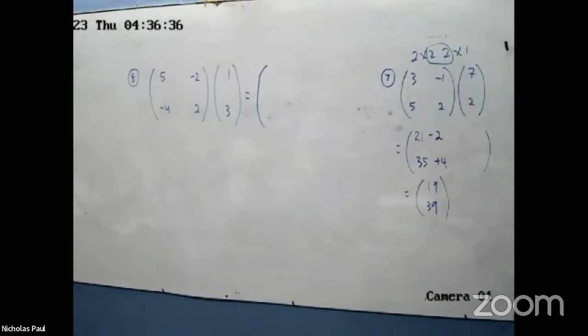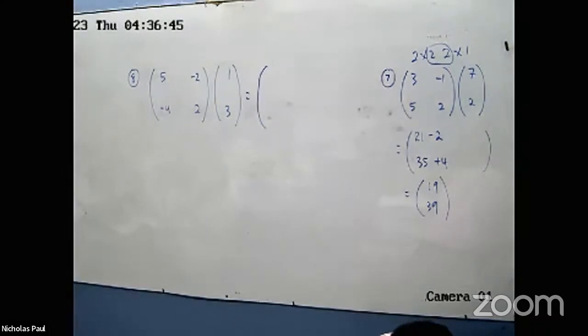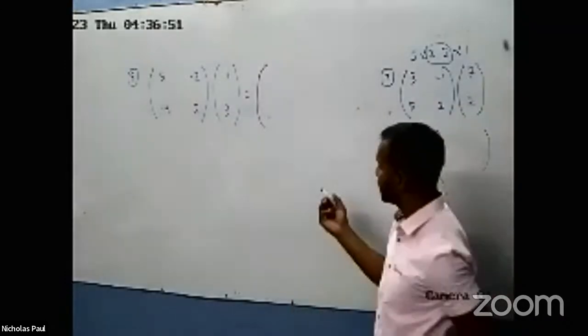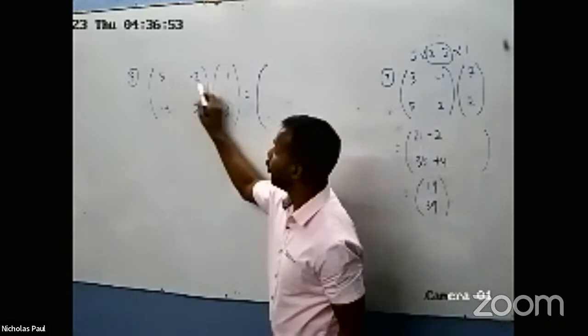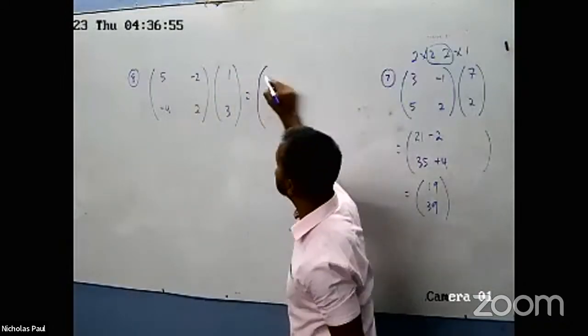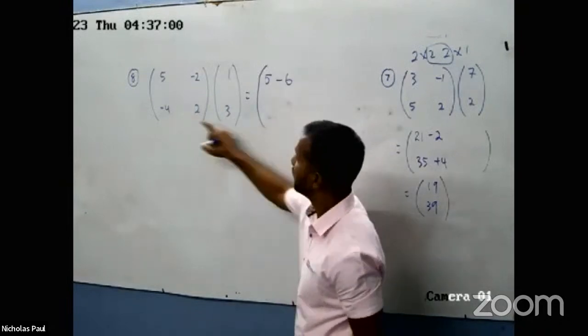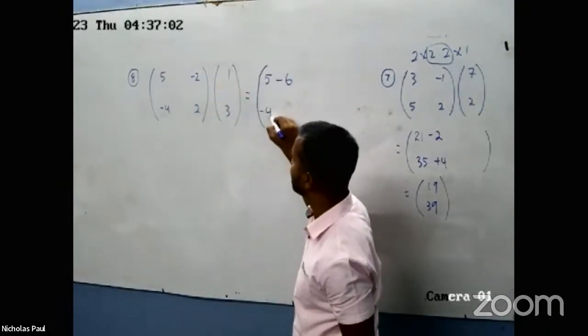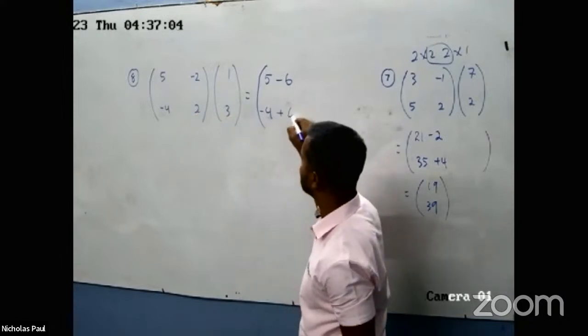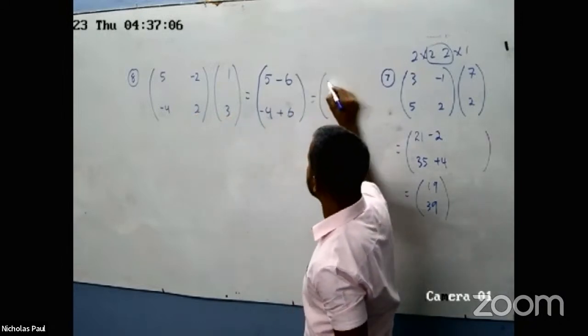All right, so let's see. Last one. Online, some of you are not messaging any answers. I only have Shannon so far. Please message your answers. So you're multiplying row by column: 5 by 1, minus 2 by 3, minus 4 by 1, 2 by 3. So you're left with minus 1.